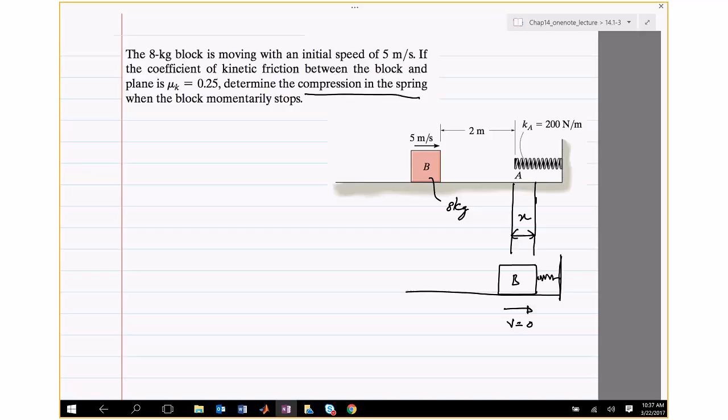Okay, so again, same thing, same recipe. Draw the free body diagram. Okay, there is a normal force which acts in the upward direction, which is mg.